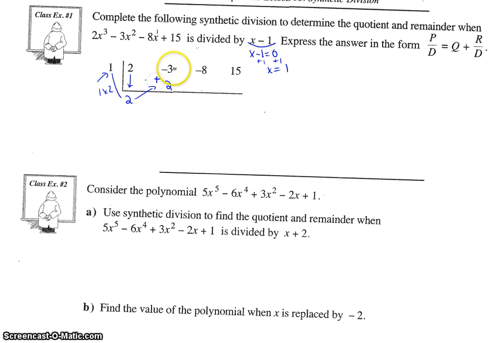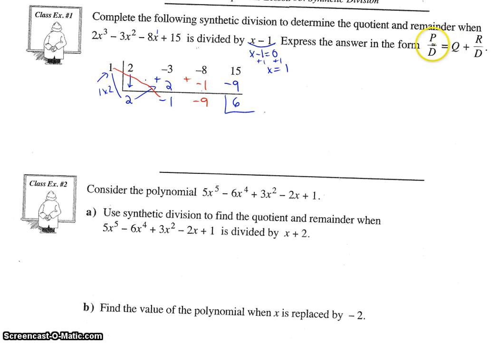Then we add these two numbers, negative 3 plus 2 is going to be negative 1. And then we repeat. So we go again, 1 times negative 1, that's going to be negative 1. And then again we add. Negative 8 plus negative 1 is going to be negative 9. Do it again. 1 times negative 9 is going to be negative 9. Add, and we get 6. So our remainder should be 6. This is our remainder here.